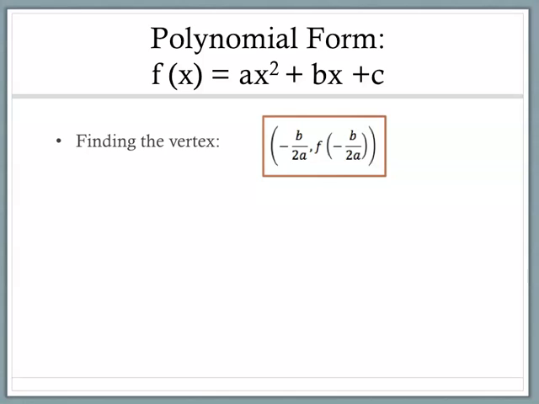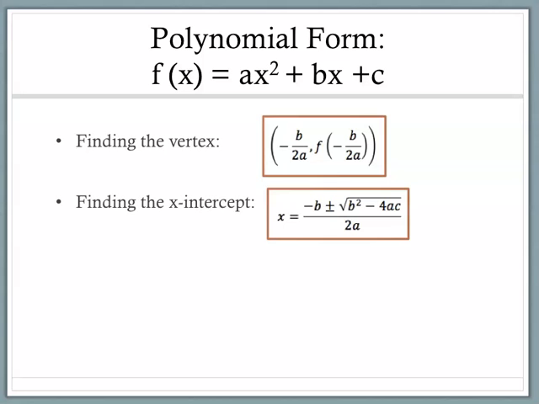Now to find the x-intercept in polynomial form, this is actually just using the quadratic formula. So this is x equals negative b plus or minus the square root of b squared minus 4ac all over 2a. And then lastly, the y-intercept, which is the easiest one in polynomial form, is simply, well, if you set x equal to 0, then your y-intercept is going to be at c.